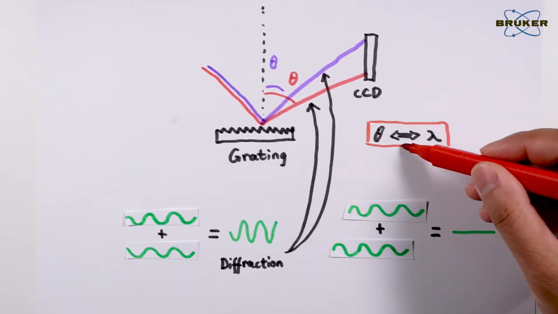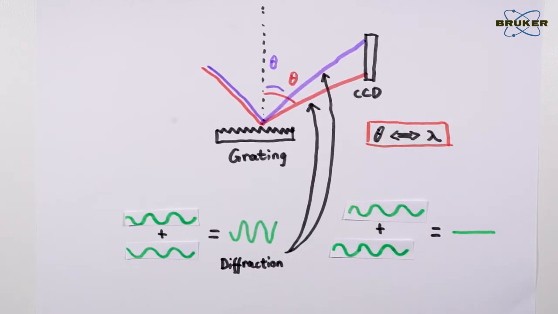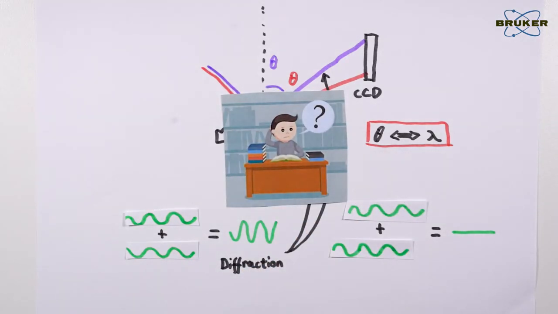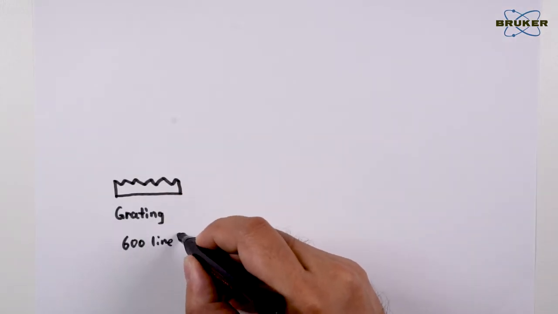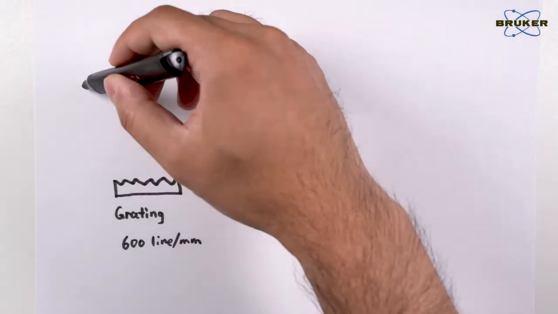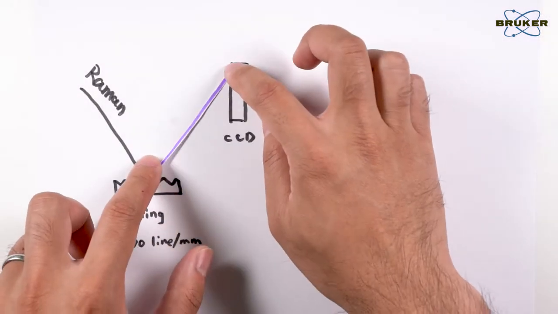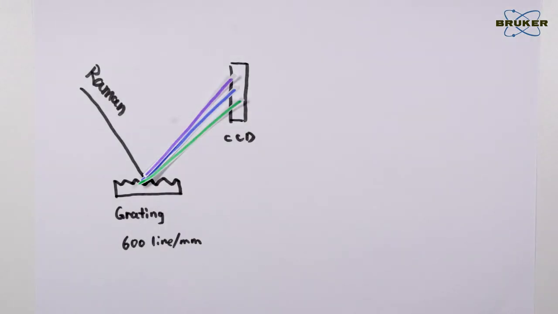At this point, it should be mentioned that the exact theory behind the operating principle of a grating leaves many graduate physics students scratching their heads. But what you really need to understand is that if you increase the number of lines in a defined area, the angular dispersion of light increases too.